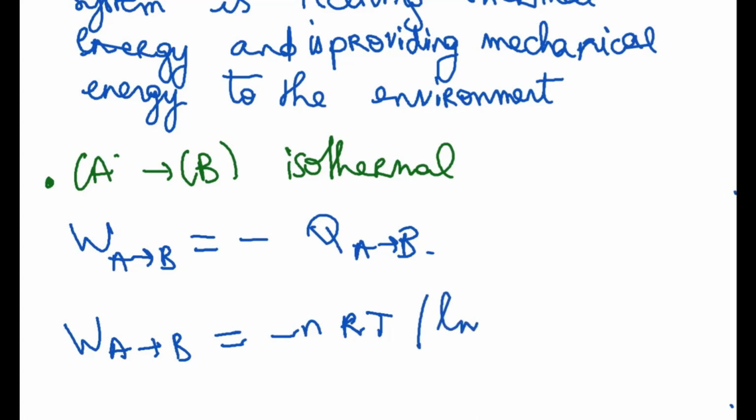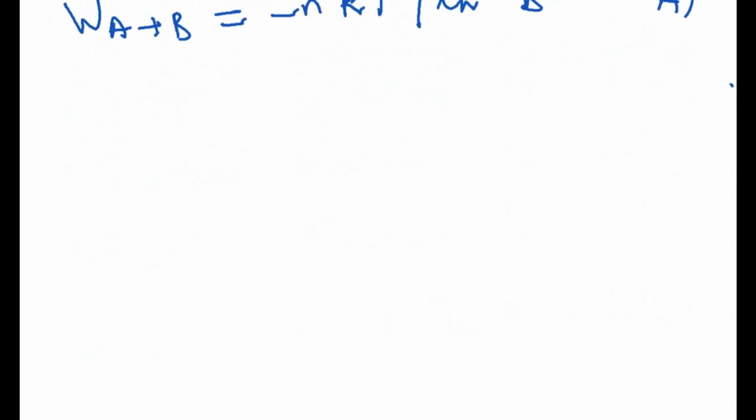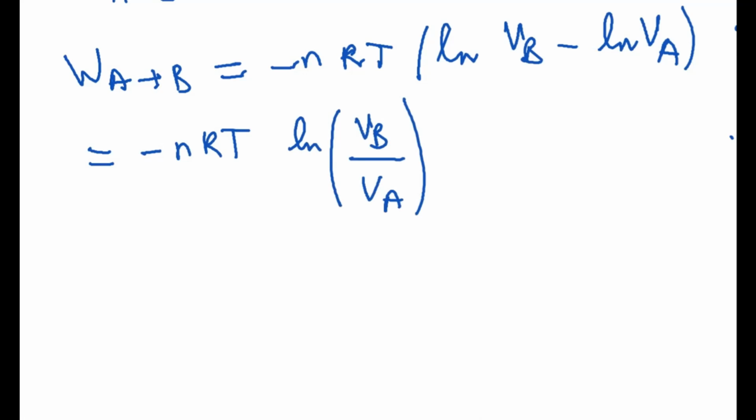ln of VB minus ln of VA. And this is also, as we said, the ratio. Okay, now that I know this, I'm going to replace according to the wording the information that we have. So we know that VB is V1 and that VA is V2. So I'm just going to replace this.